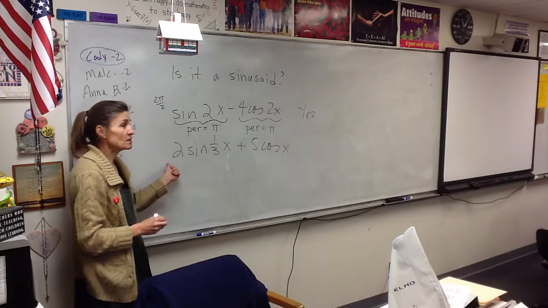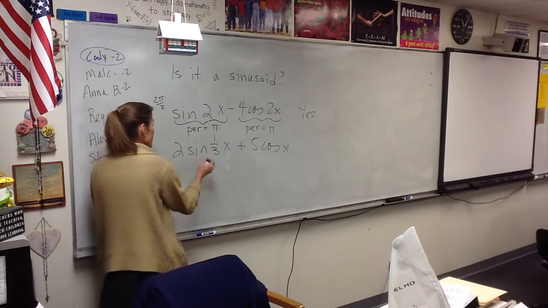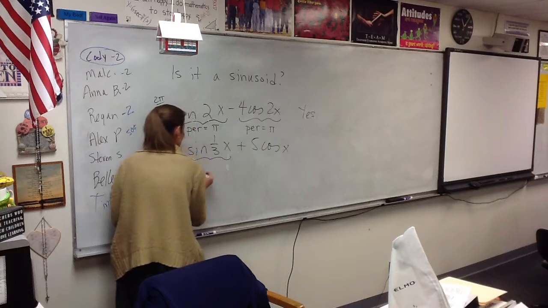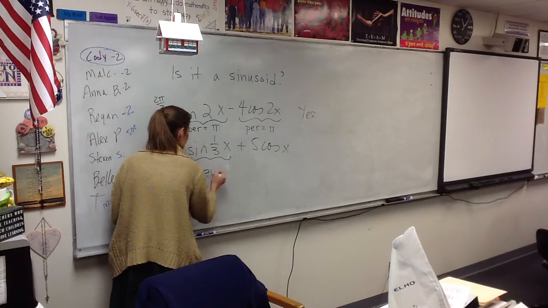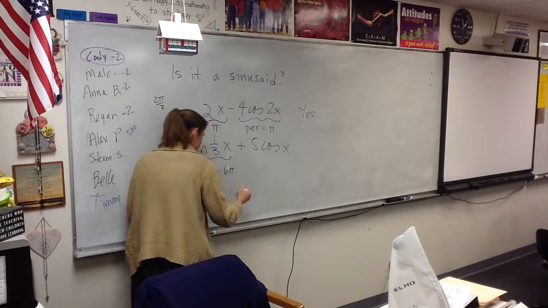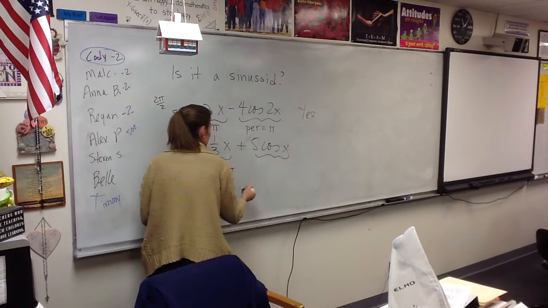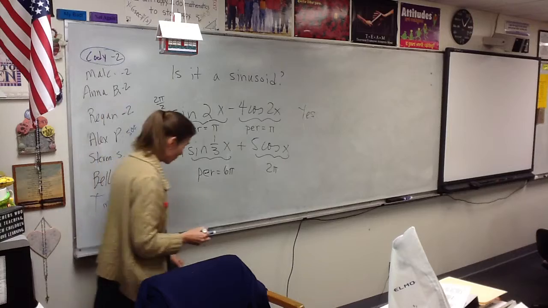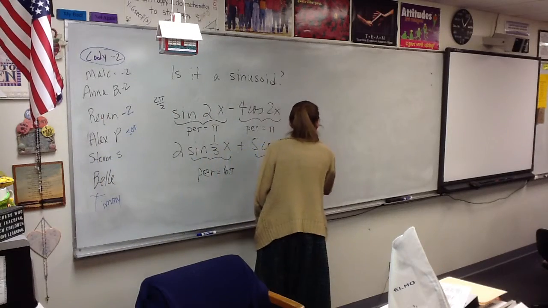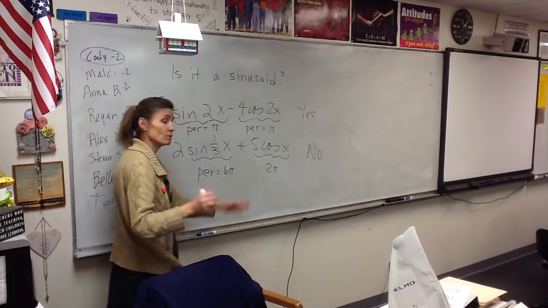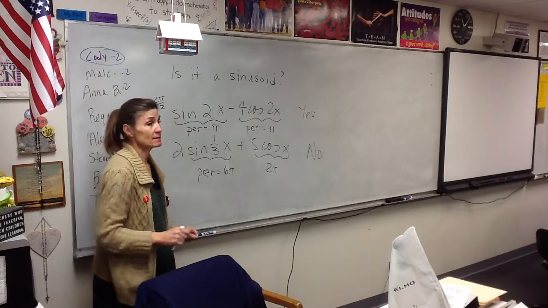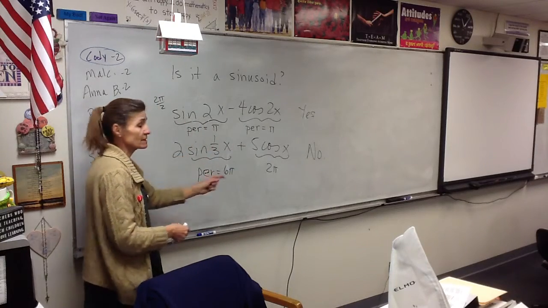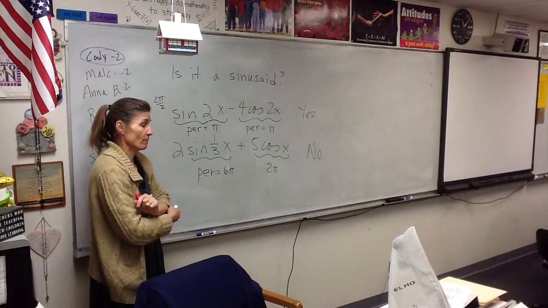Now, how about this one? What's the period of this? 6 pi. What's the period of this? 2 pi. Sinusoid? No. Now, the next step, so the first step is determine if it's a sinusoid or not. This one is, this one isn't. Very, very easy to determine.